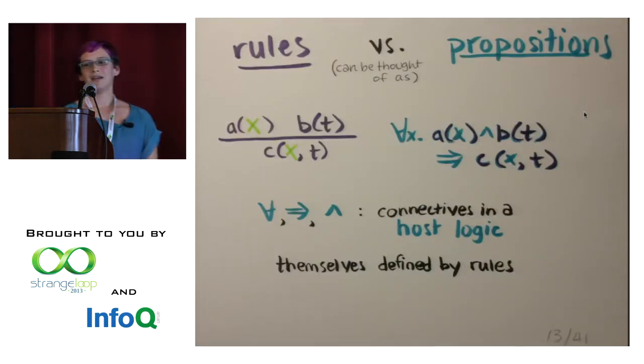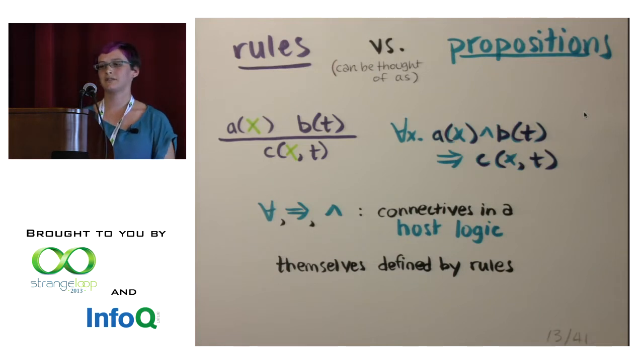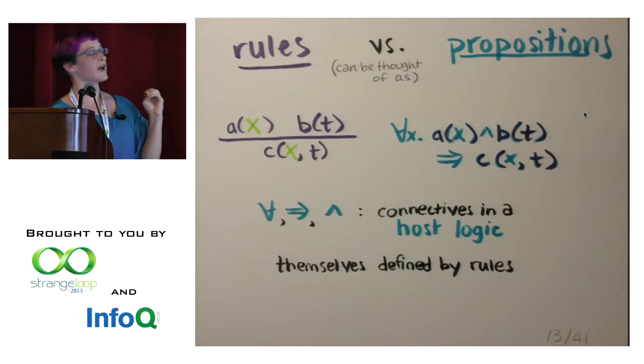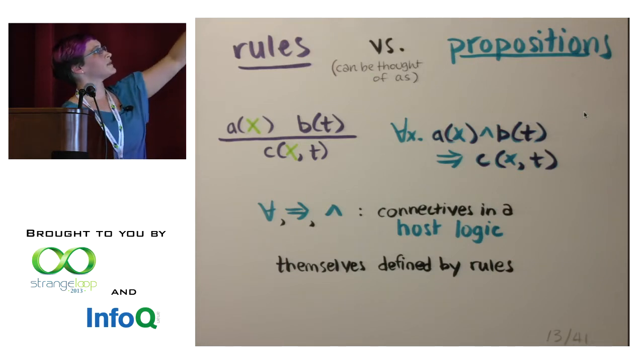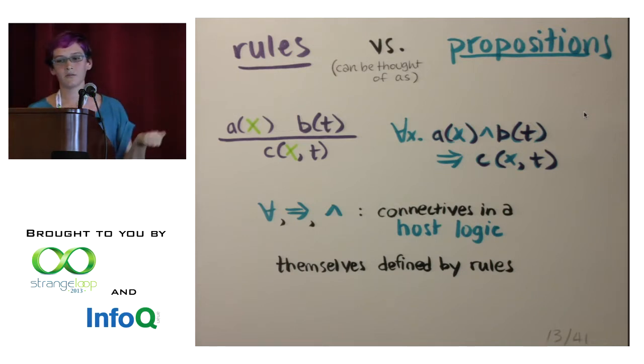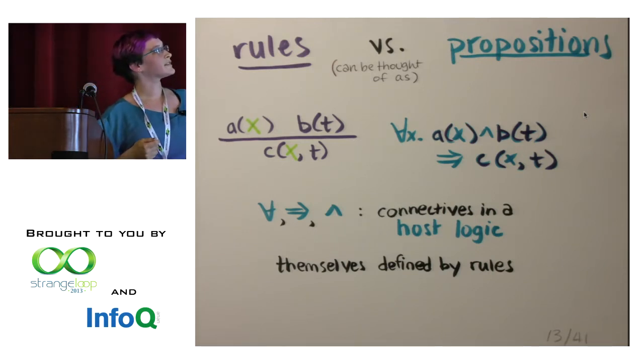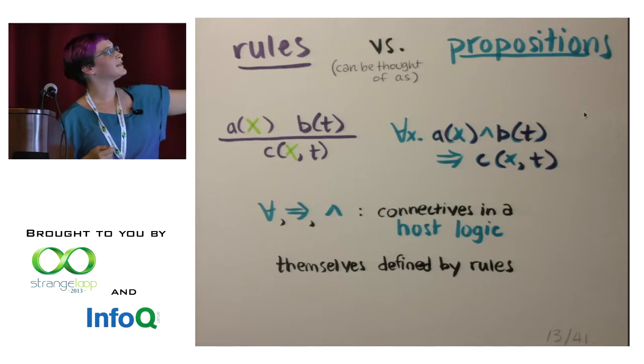So to explain how we get from the forward chaining that I showed you before to how you'd use it to model an evolving system, I want to look a little bit more carefully at this way that I'm thinking of rules as propositions in a logic. Previously I was writing rules with 2 premises and a conclusion like this. And you can think of that as a formula in first-order logic. You can just read the syntax if you're not familiar with it. It says, for all x, a of x and b of t implies c of x and t.